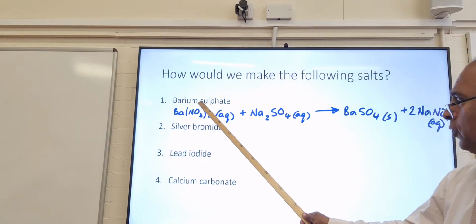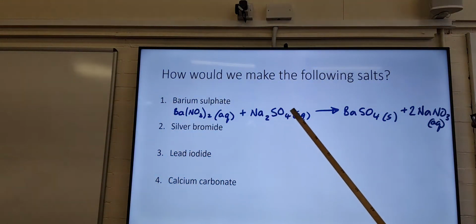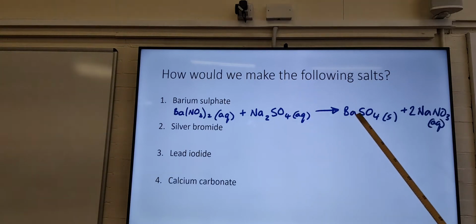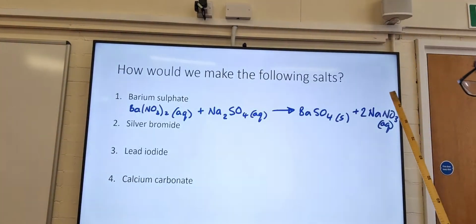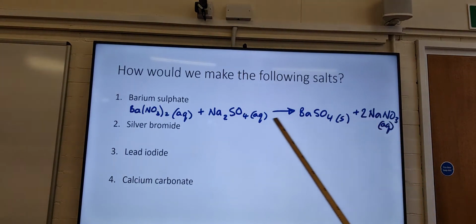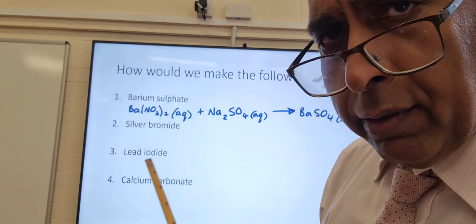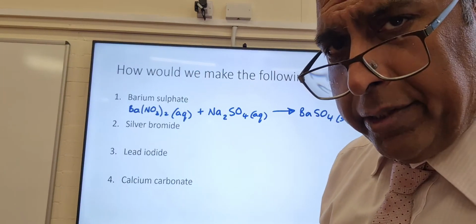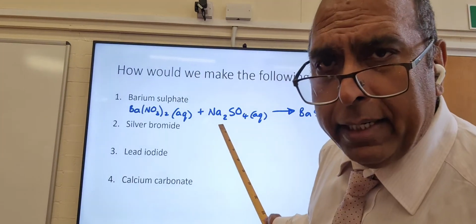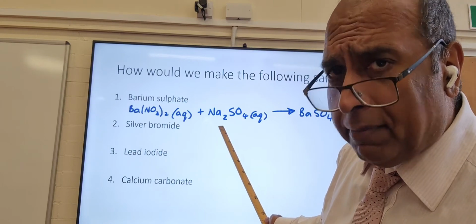Here, we used barium nitrate, solution 1. Sodium sulfate, solution 2, makes our insoluble salt, barium sulfate, and it makes 2 lots of sodium nitrate. That's balanced. That is a full balanced equation for making that salt. Now, when I demonstrated it to you, I had magnesium sulfate, not sodium sulfate. But the same thing happens.